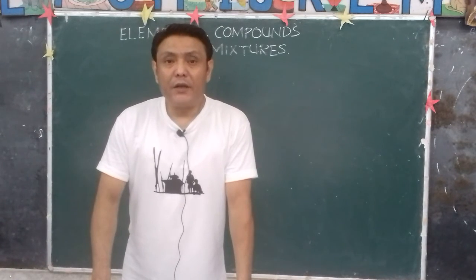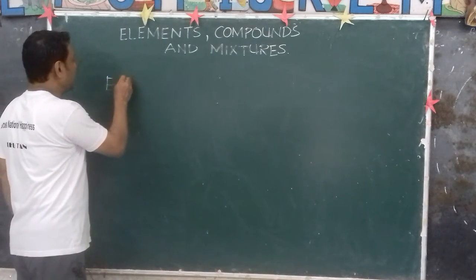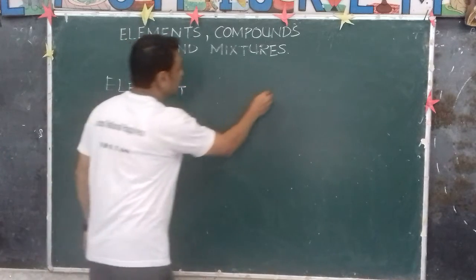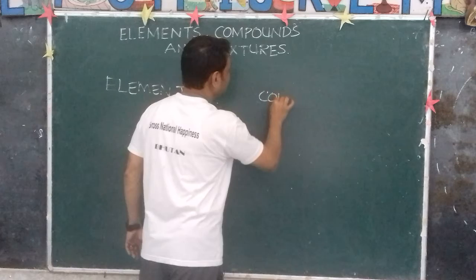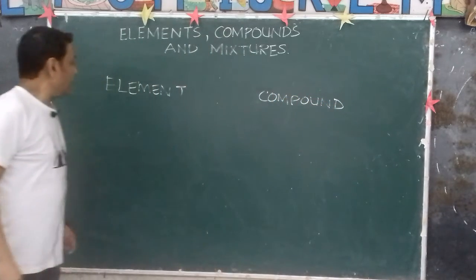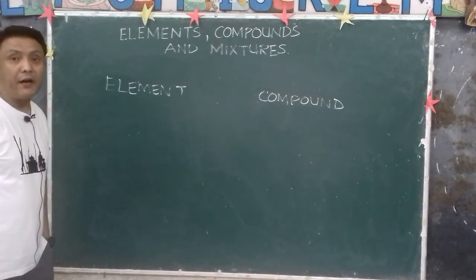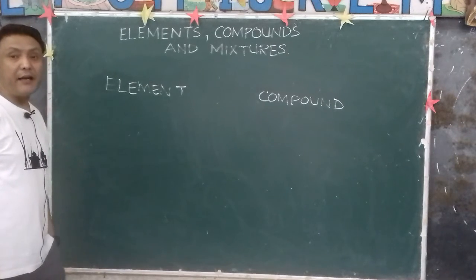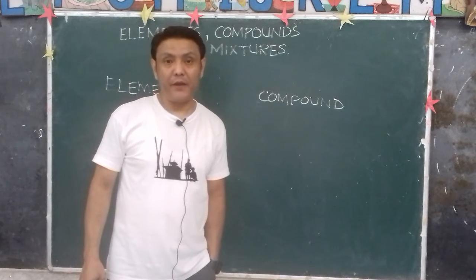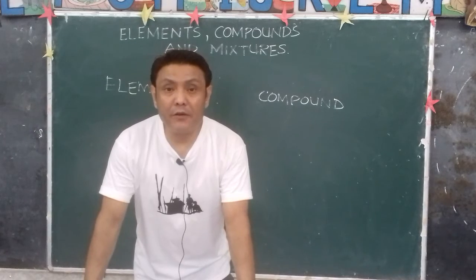Now, what is an element? There are two types of pure substances: element and compound. Now, an element is a pure substance made up of one kind of atoms which cannot be divided any further by any chemical or physical means. So what is an element? An element is a pure substance which cannot be broken down any further.